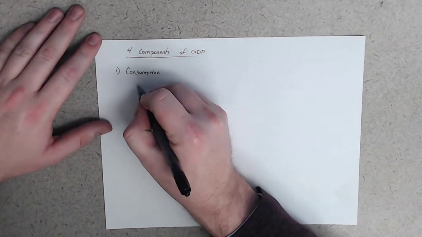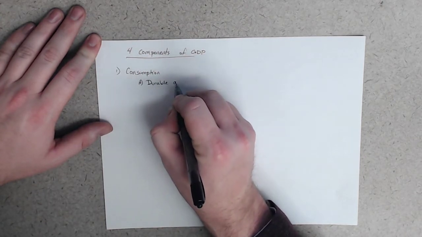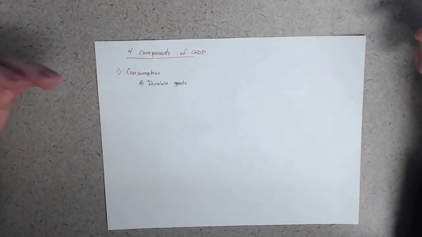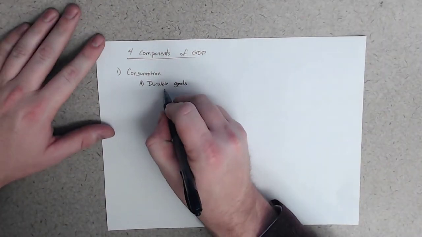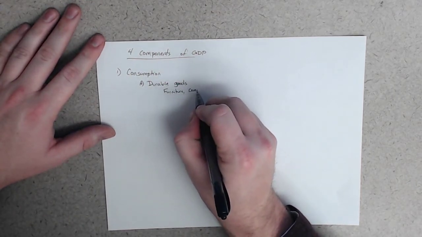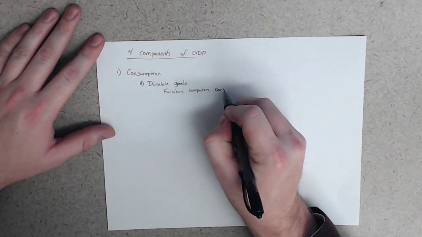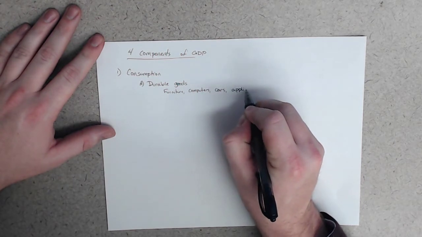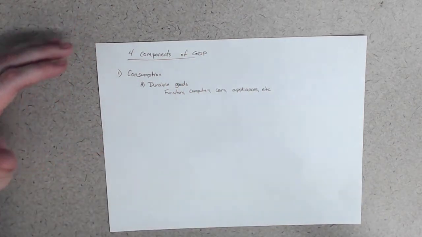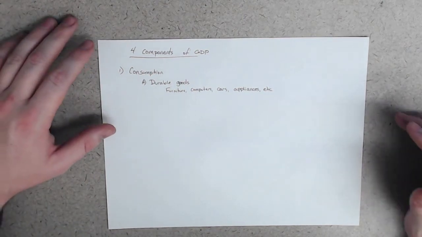But within consumption, there are 2 broad categories. The first one is called durable goods. Right? And durable goods are goods that sort of last a long time. So some examples would be furniture, computers, cars, appliances, etc. Right? Anything that sort of lasts for a long time. Things that you buy once and you don't buy again for a long, long time.